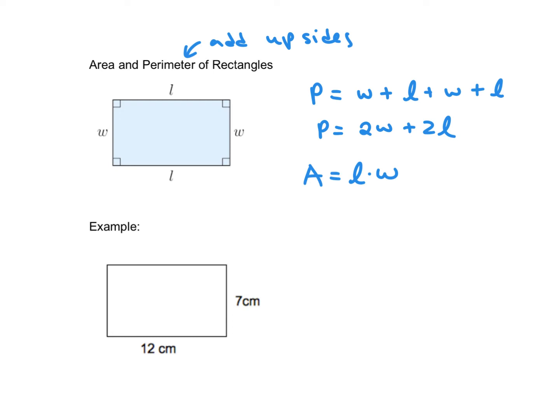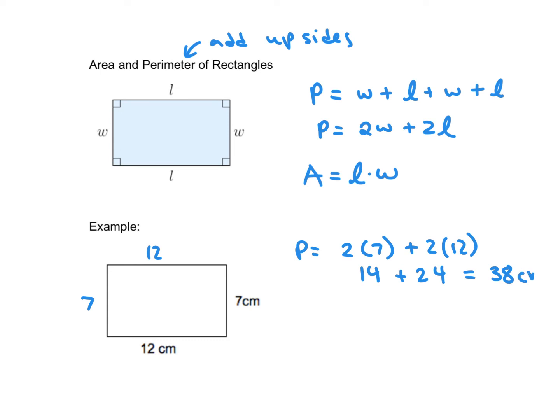Okay, so let's take a look at an example. In a rectangle, opposite sides are congruent, so this side would also be 12, this side would also be 7. And so for the perimeter, I'm going to do 2 times 7 plus 2 times 12, which gives me 14 plus 24, which is 38. And the units for perimeter, since I'm just adding lines, are the same as the original units in the problem. So this would be 38 centimeters. Like if a little ant walked around the edges of that rectangle, that's how far he would walk.